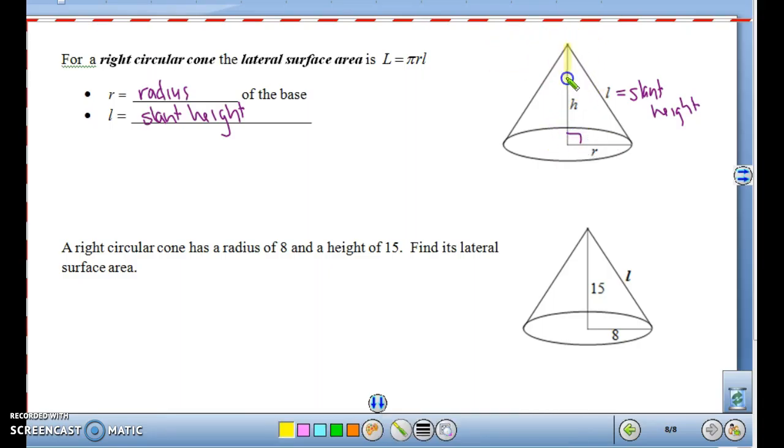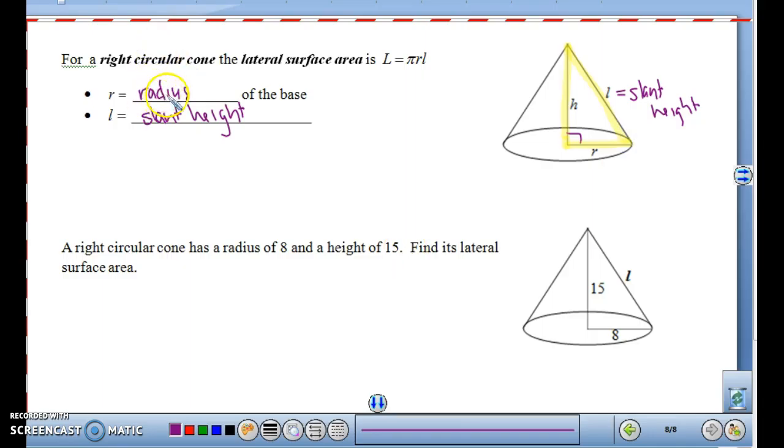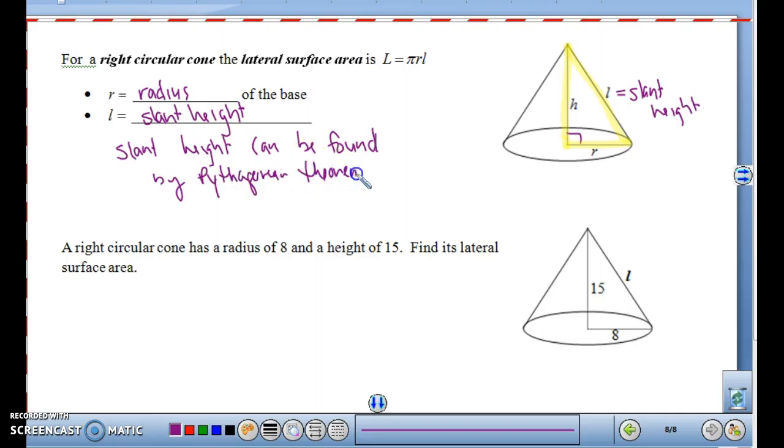Now what does this form? This right here, with the slant height, if you go down the side, that creates a right triangle. So slant height can be found by the Pythagorean theorem. It will be r squared plus h squared will equal l squared. So the radius squared plus the height squared will equal l squared, because that creates a triangle.